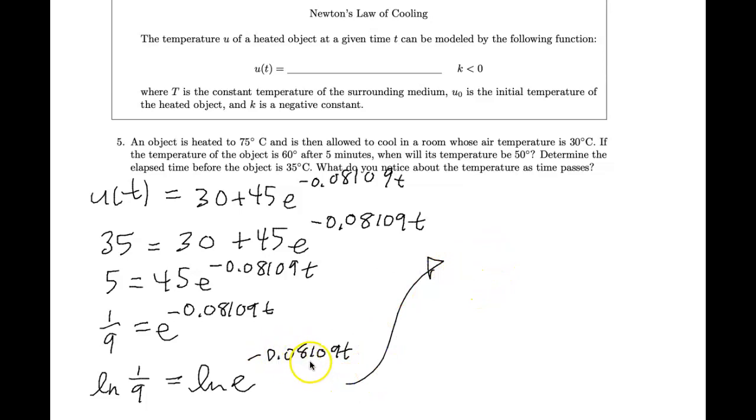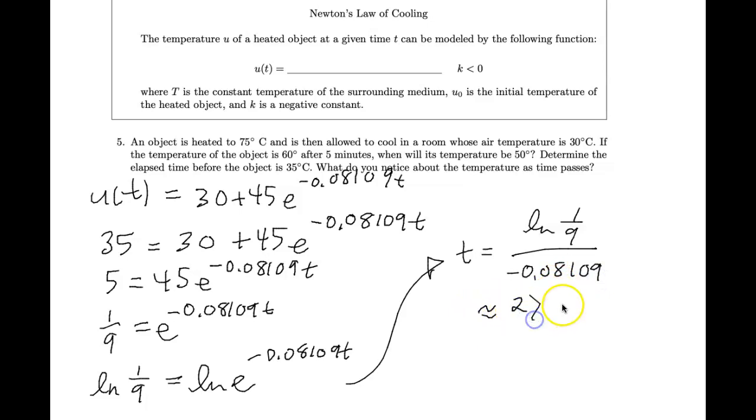And the negative 0.08109 t comes down as a factor. Natural log of e is 1, so we can divide both sides by the negative 0.08109. This is going to leave me with natural log 1/9 divided by negative 0.08109. And when we punch that in our calculator, it's about 27 minutes.